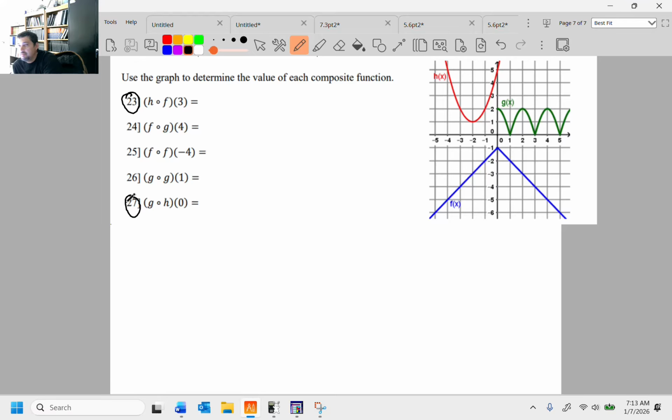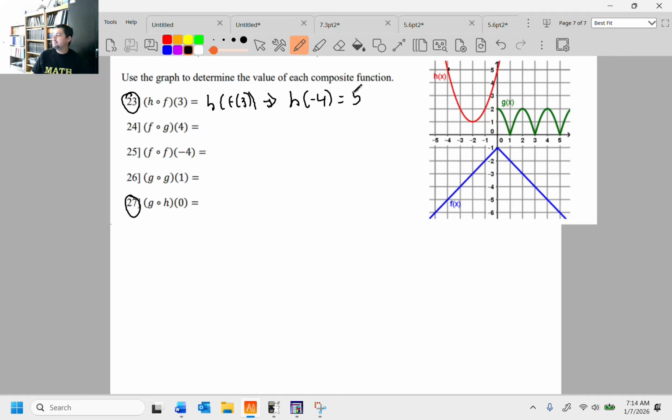H composed of f composed of 3. Now this is a graph, which automatically means half of y'all miss it. I don't know why, but that's what it means. 23 is H composed of f composed of 3. So I'm going to work my way out. I'm going to figure out what f of 3 is. This is f. And when x is 3, it returns a value of, follow my pencil, negative 4. So I'm actually going to find h of negative 4. So now I'm going to function h. X is negative 4, and it looks like the y value is 5.